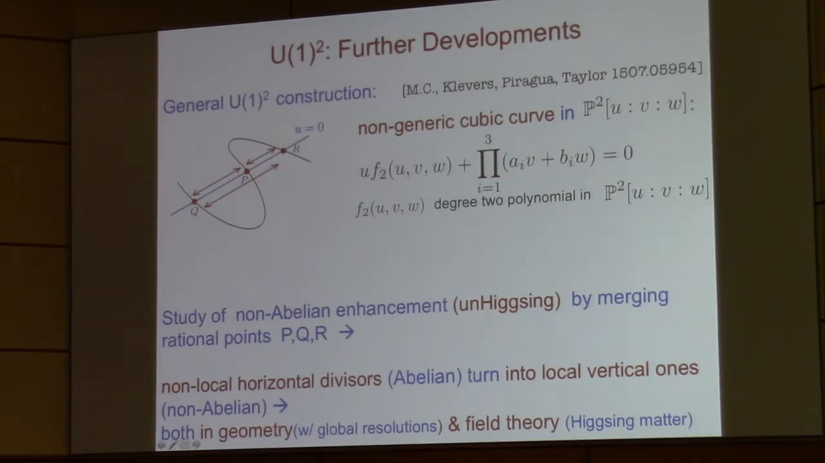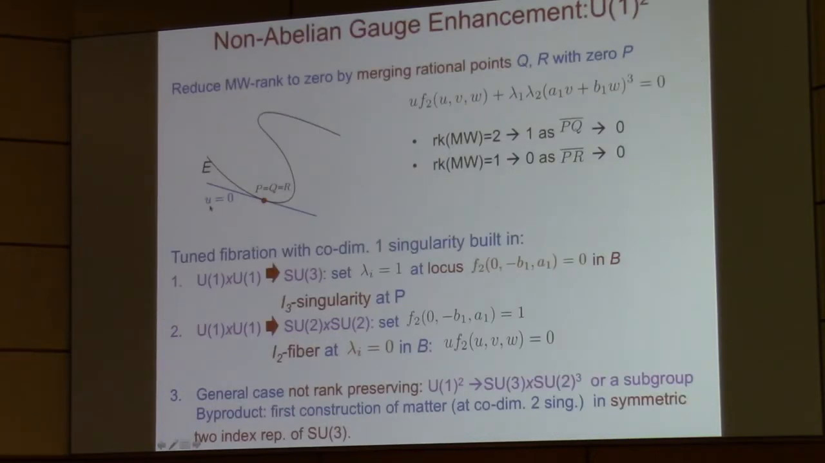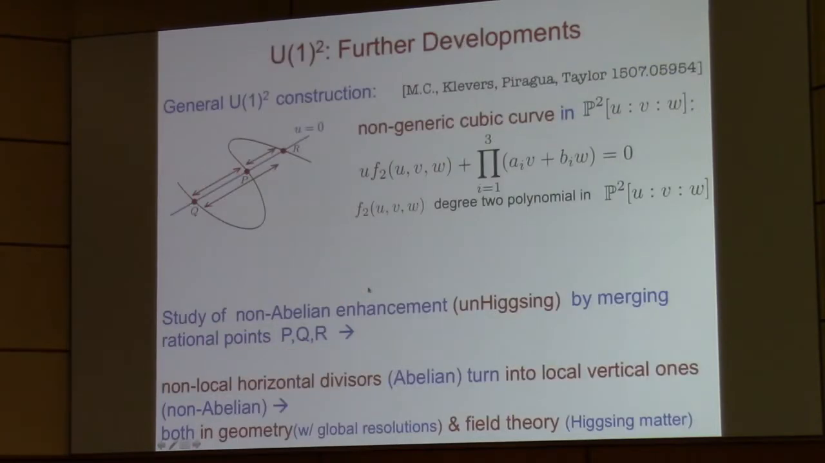Now, writing it in this particular way allows us to change the complex structure parameters a_i and b_i in such a way that we can move these rational points on a curve and actually collide them together. And what we expect is, as we collide those sections together, we could in principle study, in moduli space, non-Abelian enhancement, as those points collide.